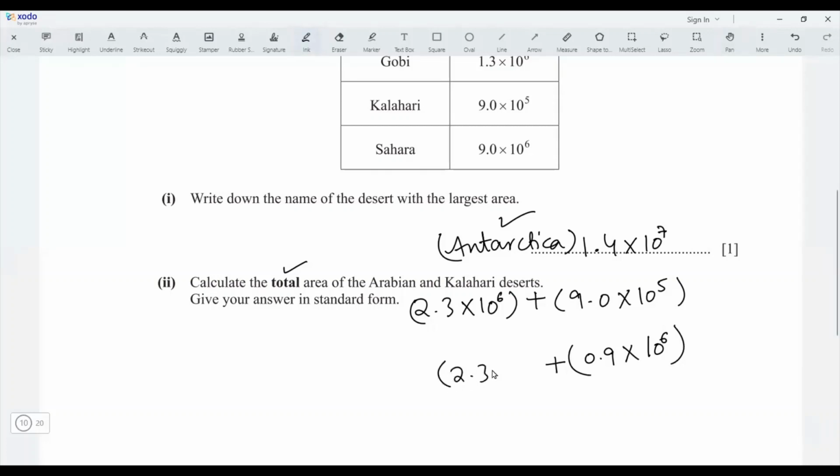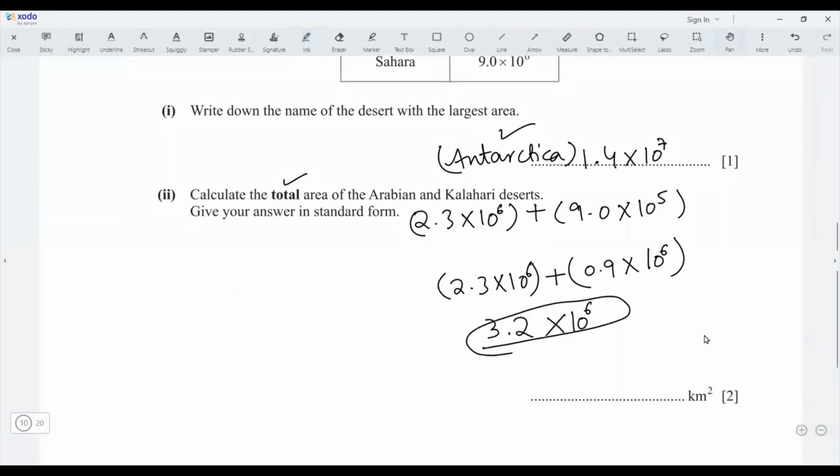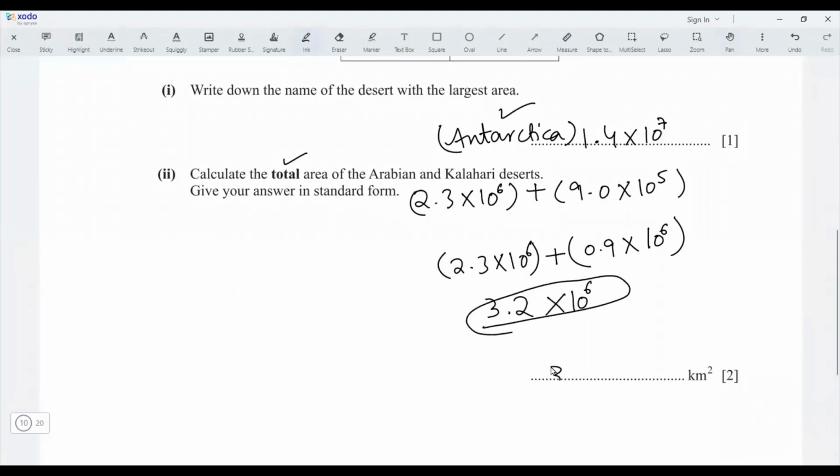There is a rule. So 2.3 times 10 to the power 6. If the powers are the same, we can write 10 to the power 6 one time and add 0.9 and 2.3. So what will be the answer? 9 plus 3 is 12. 1 will be carried and it will be 3. 3.2 times 10 raised to the power of 6. This is the final answer.